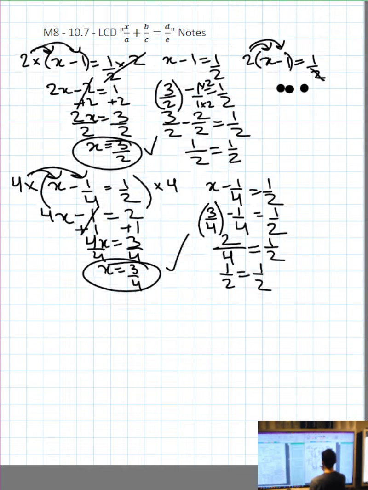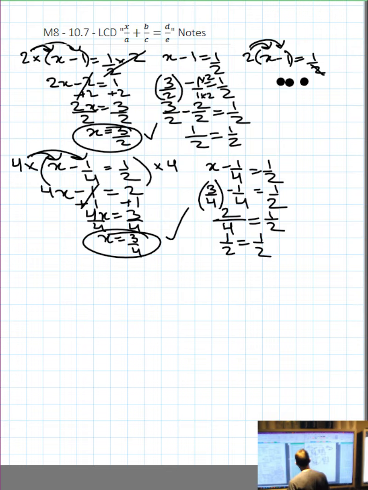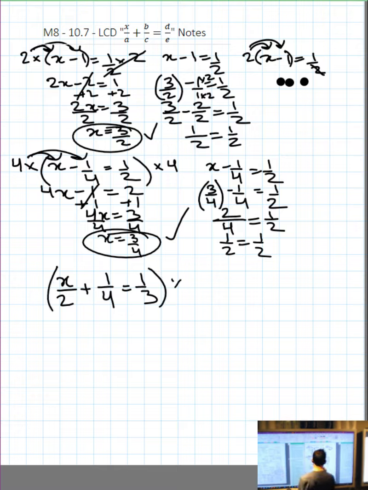So let's shrink that up a little bit. I hope you're writing smaller than I am. So that last question at the bottom of the page, let's take a look at x over 2 plus 1 over 4 equals 1 over 3. Now again, you could simply subtract 1/4 from both sides, but again, we're going to times both sides by the LCD. The LCD is 12. This time I'm just going to put brackets around the whole thing and just say times 12, rather than on the left and the right.